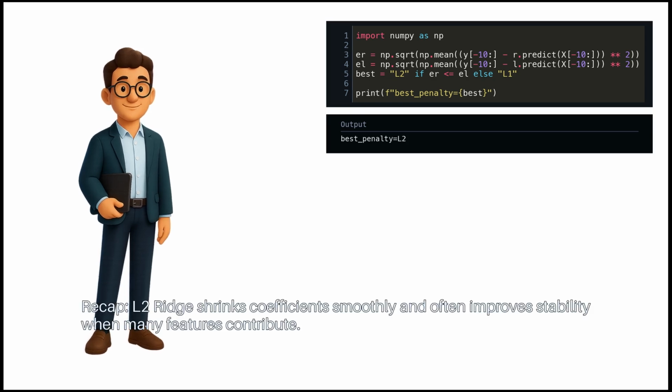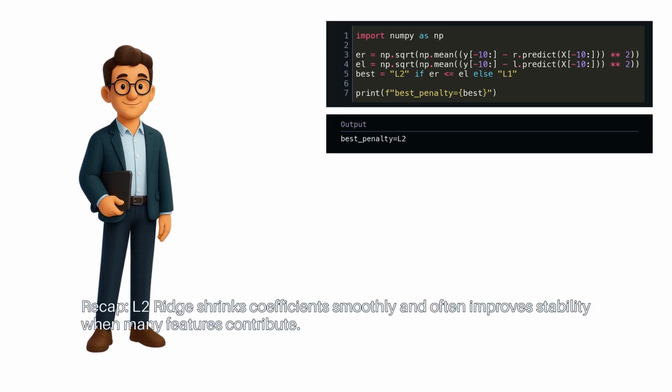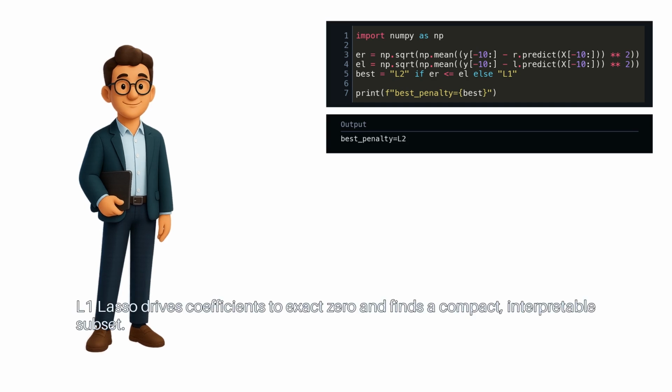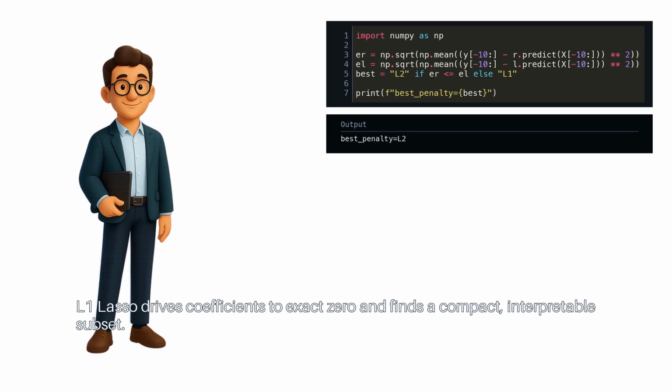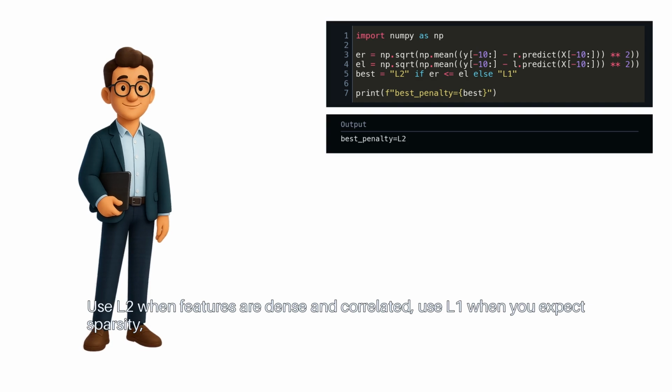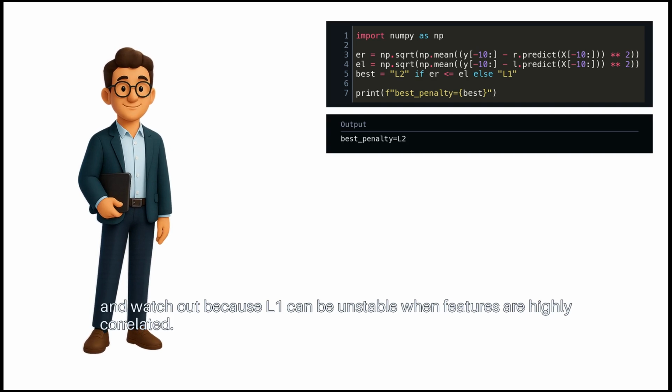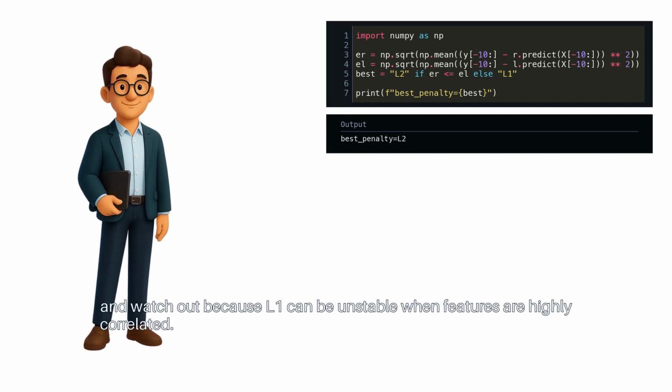Recap: L2 Ridge shrinks coefficients smoothly and often improves stability when many features contribute. L1 Lasso drives coefficients to exact 0 and finds a compact, interpretable subset. Use L2 when features are dense and correlated. Use L1 when you expect sparsity. And watch out because L1 can be unstable when features are highly correlated.